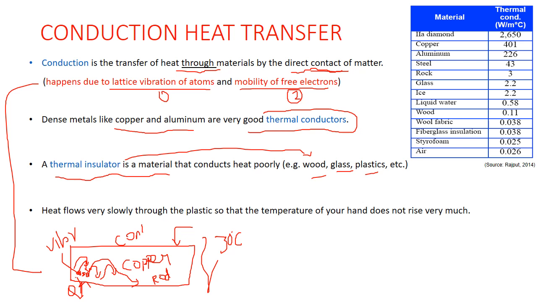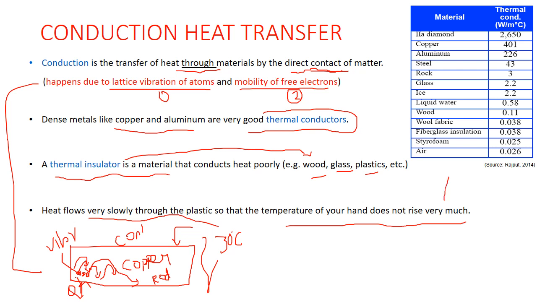Heat flows slowly through plastic, so the temperature of our hand does not rise very much. If you have a plastic stick and heat one side, you can withstand the hotness for a very long time. But if you heat a copper rod, very soon the heat will transfer, because copper is a very good conductor of heat, whereas plastic is a very poor conductor of heat.